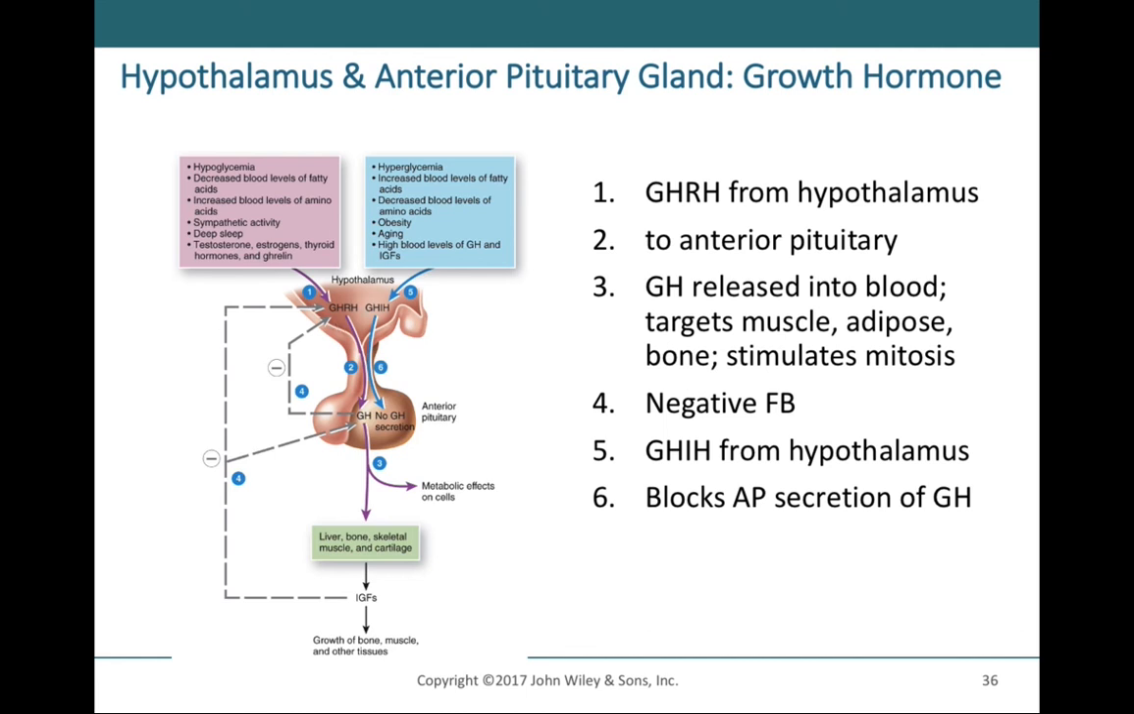Now, at the same time that we are having this negative feedback from increased levels of growth hormone, we're also going to be stimulating the release of growth hormone inhibiting hormone. So this growth hormone inhibiting hormone, also known as somatostatin, is going to make its way down to the anterior pituitary, and that will in turn prevent the release of growth hormone from the anterior pituitary. So there's negative feedback that we can see in many different examples of these endocrine organs, and this is just another example as well as the one that we just covered.